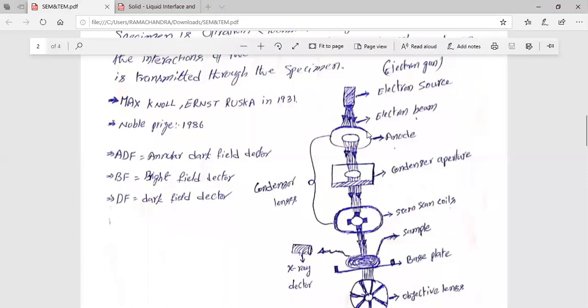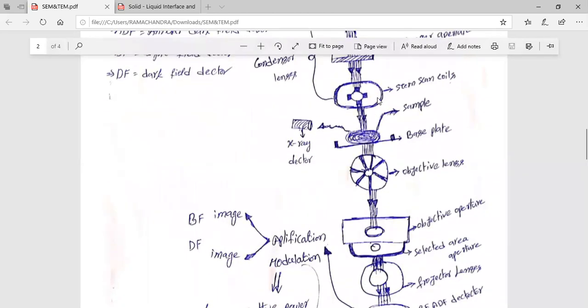So when the electrons pass from the anode to the STEM scan coils, these are known as the condenser lens. When they reach the STEM scan coils, they pass onto the specimen. This is the particle, whatever it may be, the nanoparticle we synthesized. It is also known as a sample. Here we use the base plate and put the specimen on it.